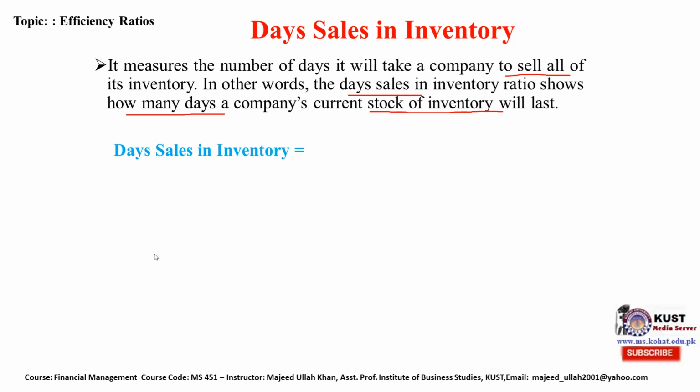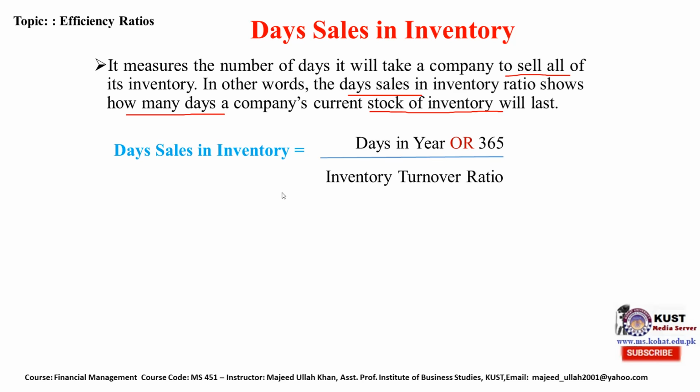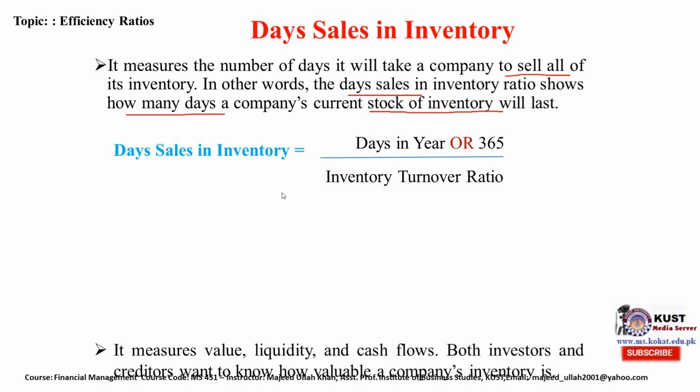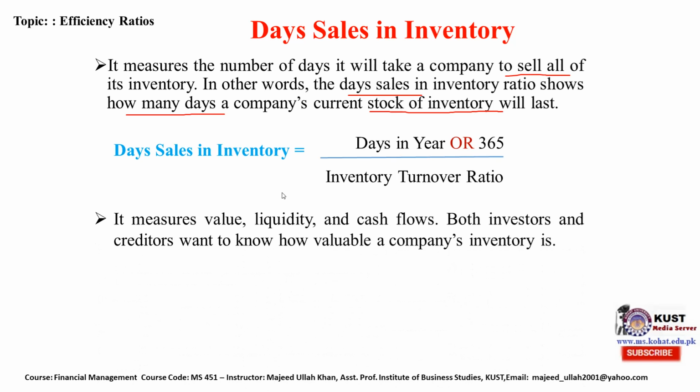Days sales in inventory is equal to days in year, 365, divided by inventory turnover ratio. We will get the number of days. It measures value, liquidity, and cash flows. Both investors and creditors want to know how valuable the company's inventory is. It shows this because inventory is converted into sales and results in cash flow.